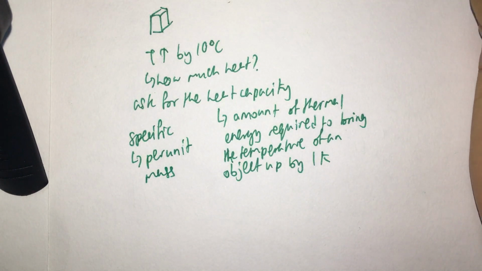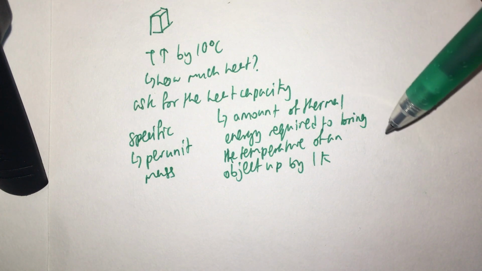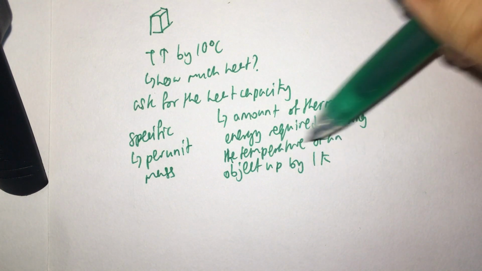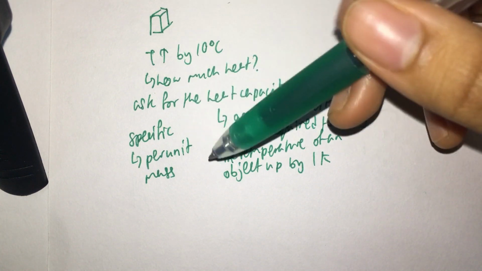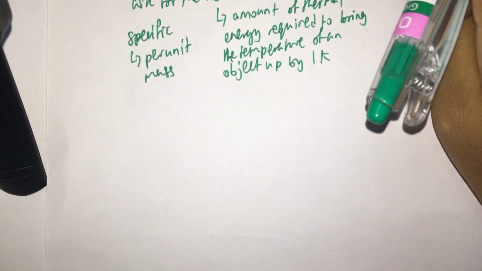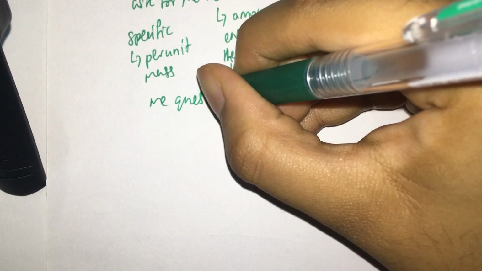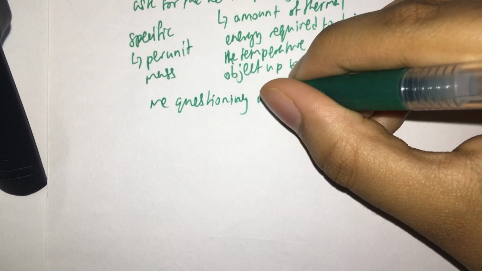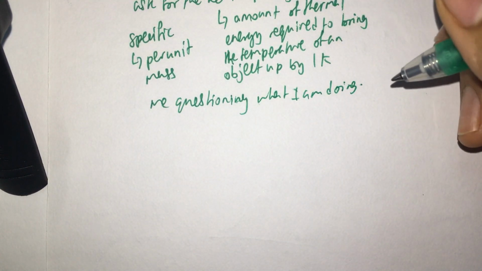So if you were to say this in words, the heat capacity is the amount of thermal energy required to increase the temperature of an object by 1 Kelvin. And the specific heat capacity is the amount of thermal energy per unit mass required to increase the temperature of the object by 1 Kelvin. That's pretty much it. But they don't just ask you to define heat capacity on its own. They'll probably ask you to define it with regards to a specific object, like water, then you would have to use that in your explanation.